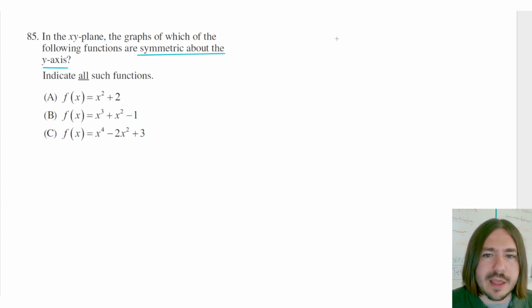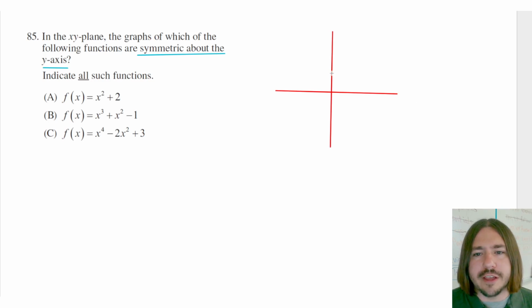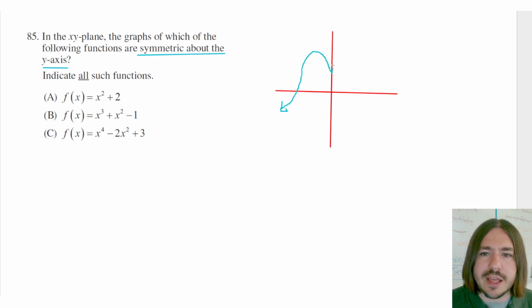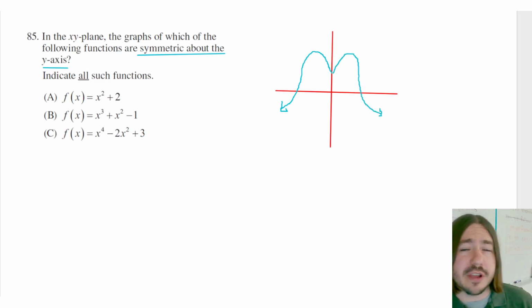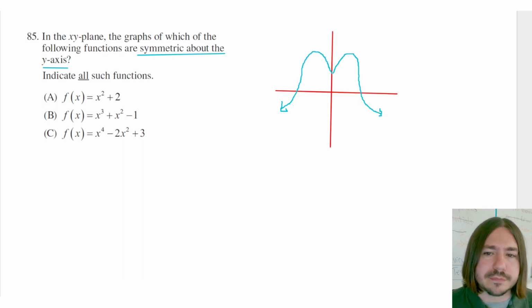And so basically what that means is, let's say we have some random graph. To be symmetric about the y-axis, whatever is on the left-hand side of the y-axis, let's say we have a graph that does something like this on the left-hand side, the right-hand side has to be exactly the same. I'm just going to freehand this. It won't be perfect, but you'll get the idea. Basically, the left-hand side needs to be a mirror image of the right-hand side.